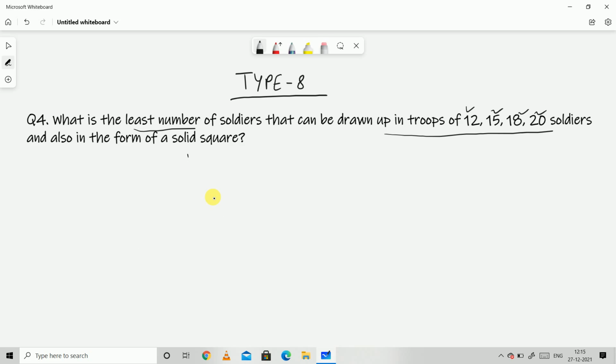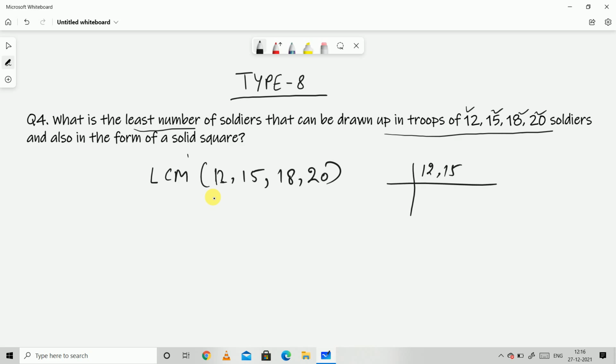So let's find that out. I think I am going to use the reduction method here, because many times we are using the division method. Let's see some other methods also that we had seen previously. So 12, 15, 18 and 20. Is there any number that can divide all of them at the same time? I don't think so. Okay, let's go for the division method only. I think division will be better here.